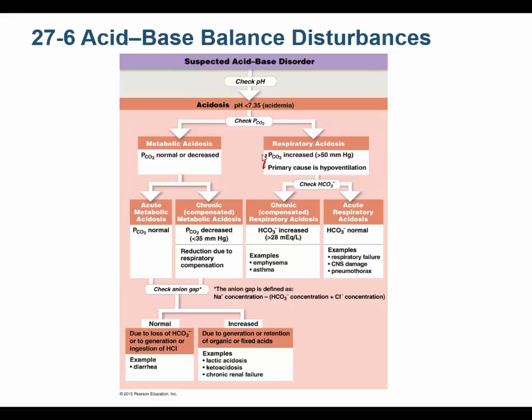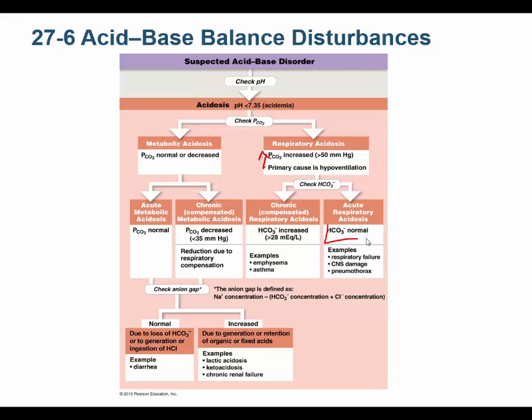First of all, I have a high PCO2. That's why I knew it was respiratory acidosis. I'm not breathing well. I'm hypoventilating for whatever reason, COPD, emphysema, whatever it is. Okay, and I'm not breathing well. That retains the CO2. That leads to acidosis. Okay, now, how do I know if I'm acute or chronic?